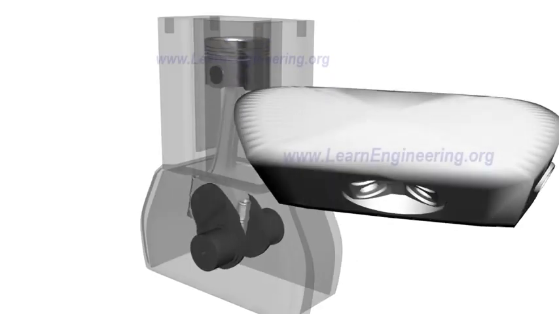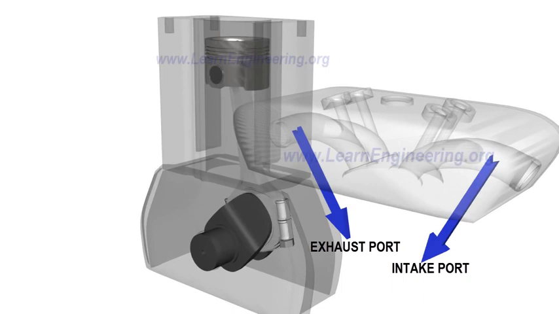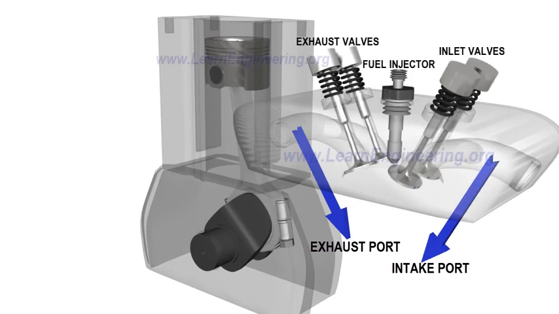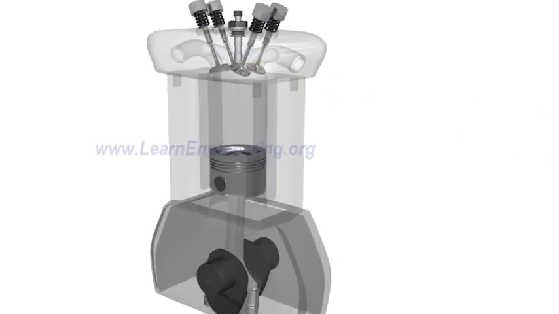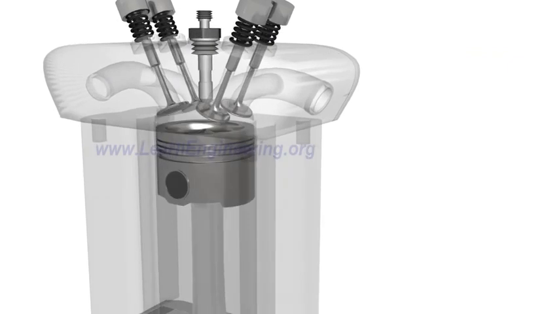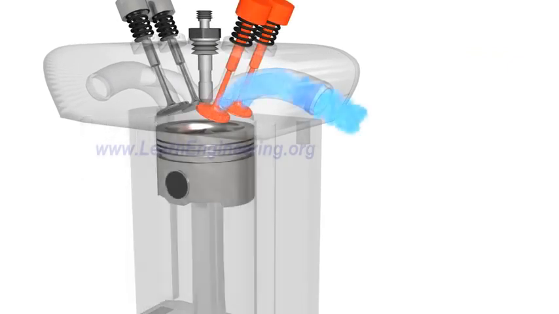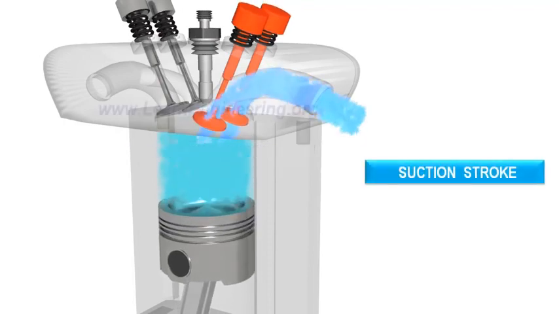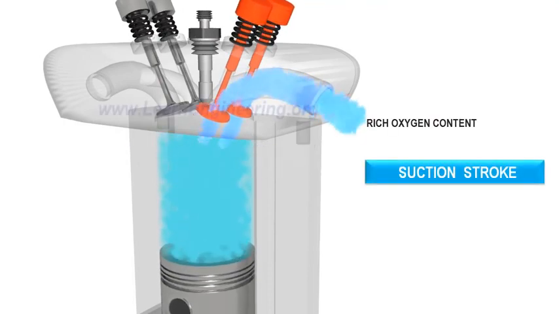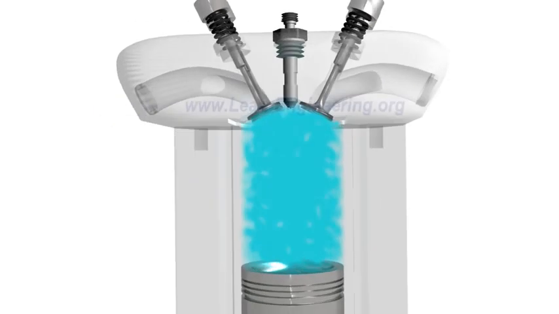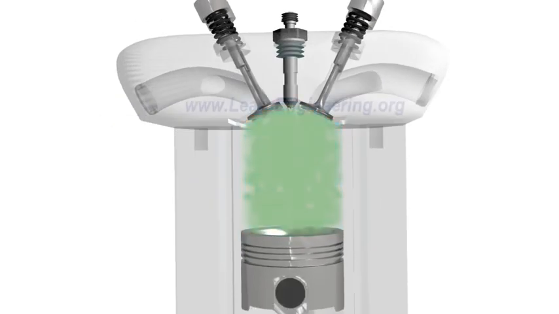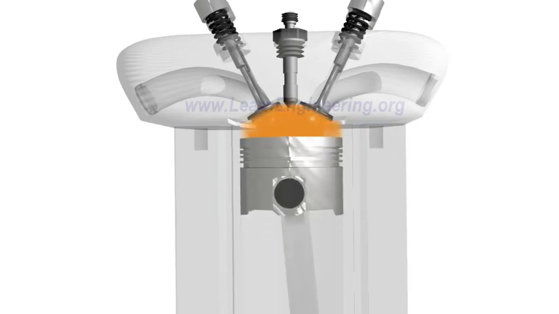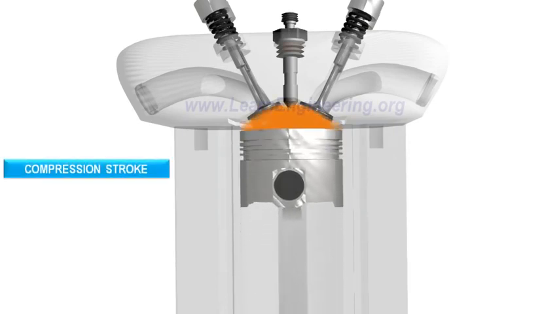Cylinder head, valves, and fuel injector are fitted above the engine block. When the piston moves downwards, inlet valves open and fresh air from outside is sucked in, or, in other words, the engine breathes. During the return stroke, inlet and exhaust valves are closed, and the air inside the cylinder gets compressed.